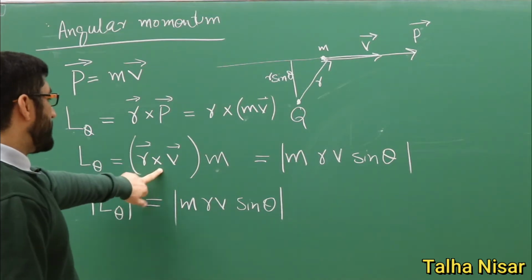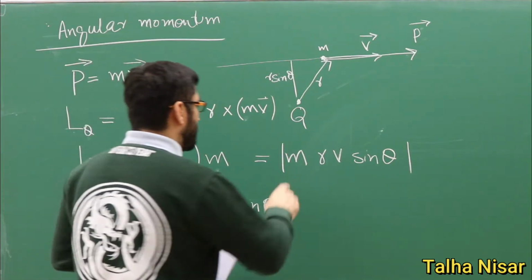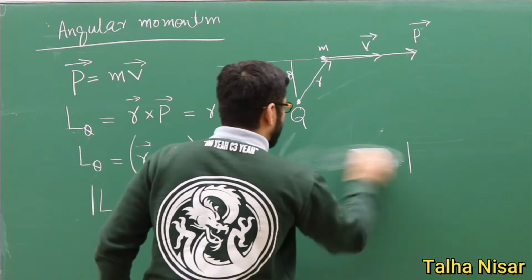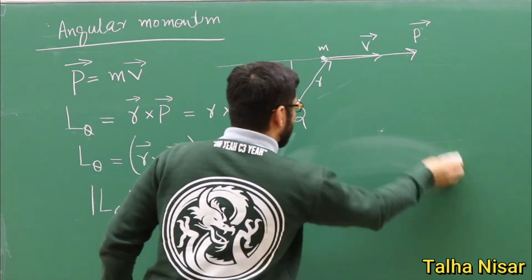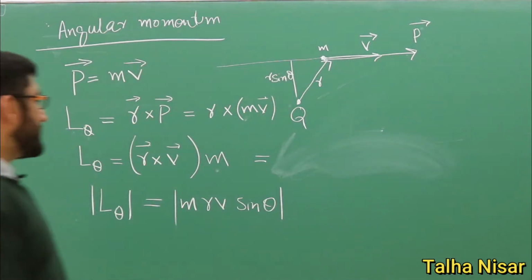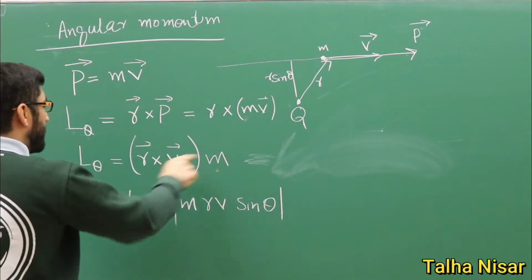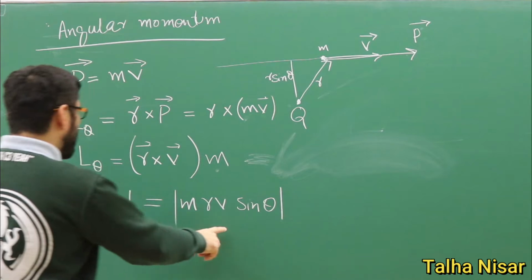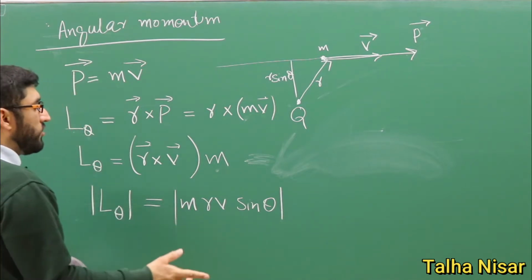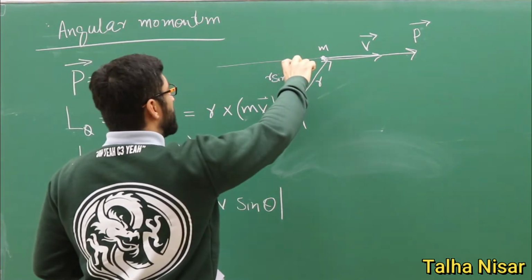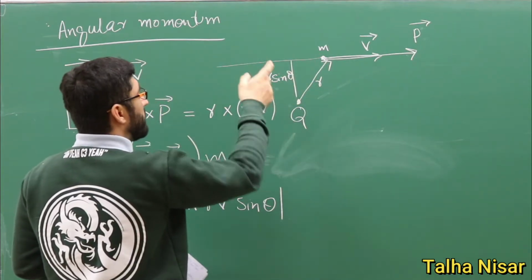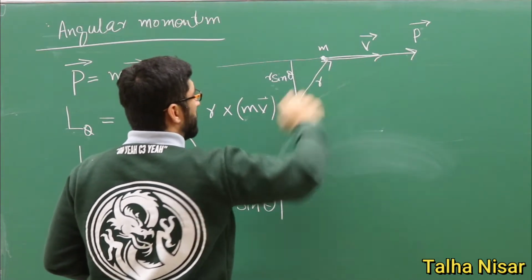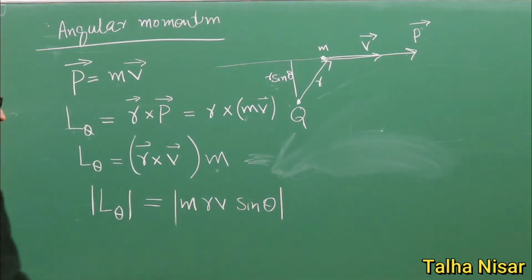This is the magnitude here, and this is a vector. The cross product of two vectors is always a vector. But in this case, since we want to know the magnitude, we have discussed this when we were talking about the vectors. For example, this is the R sine of theta. This is our R, which is the position vector, and then we have the angular momentum.